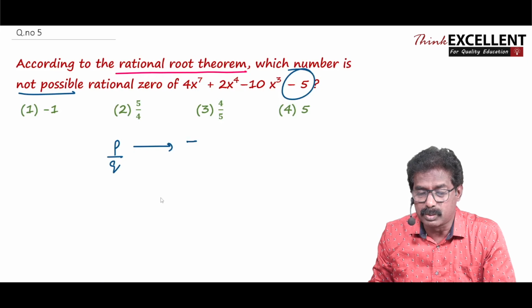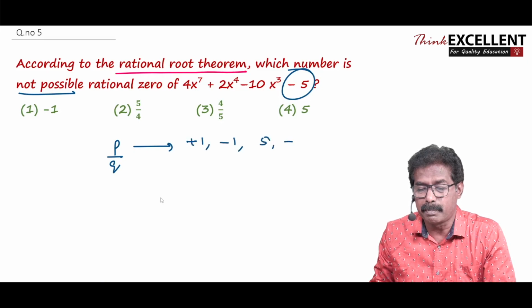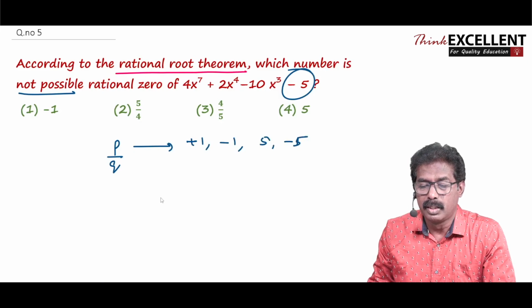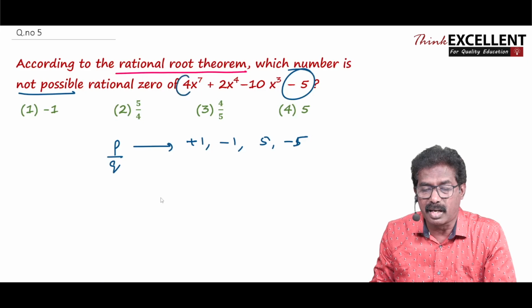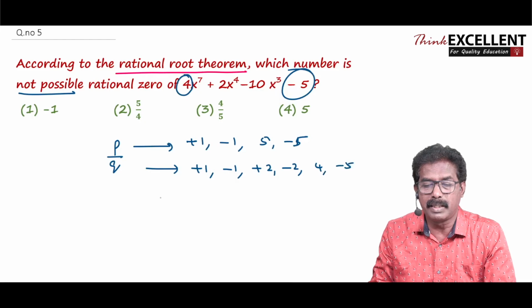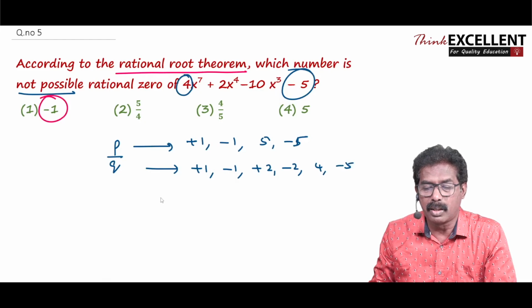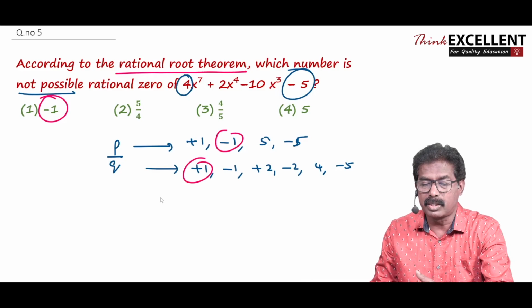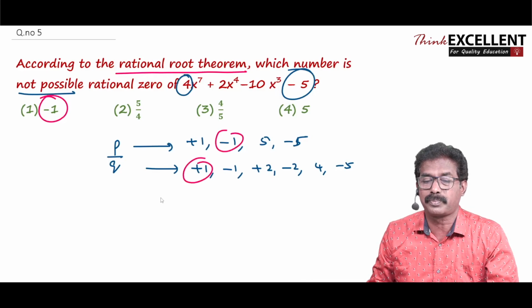Plus 1, minus 1, right? Then plus 5, minus 5. So P is any of these values. Then Q is a factor of 4. Factors of 4 are plus 1, minus 1, plus 2, minus 2, and plus 4, minus 4. So P by Q. Now please listen here. Minus 1. How are you getting minus 1? Minus 1 by 1, P by Q. It is possible.